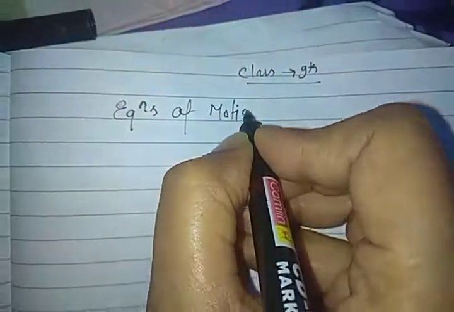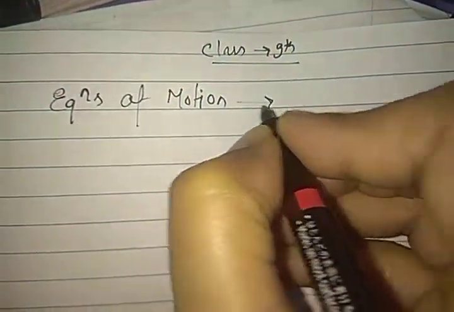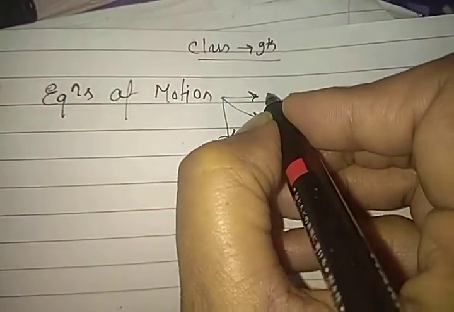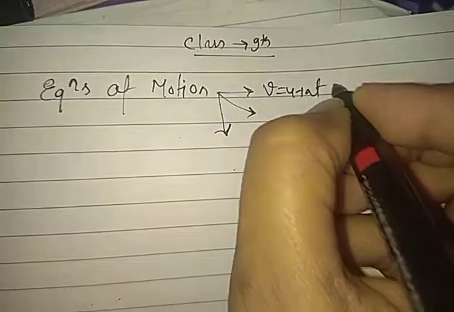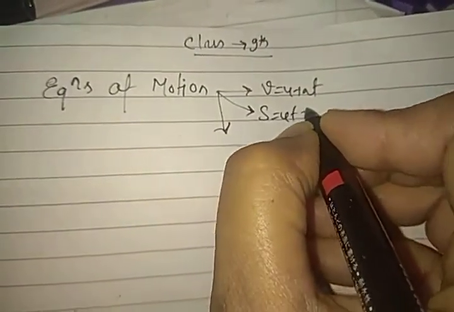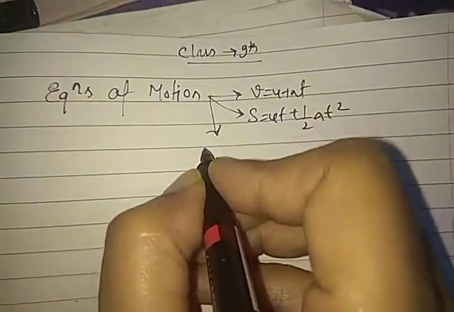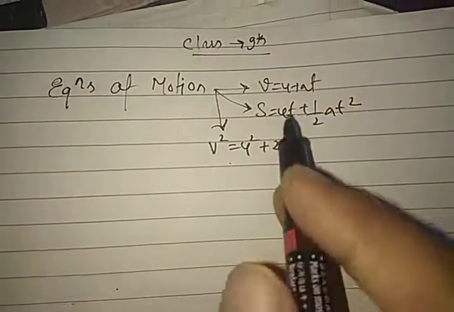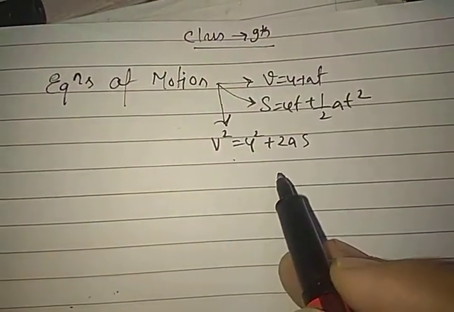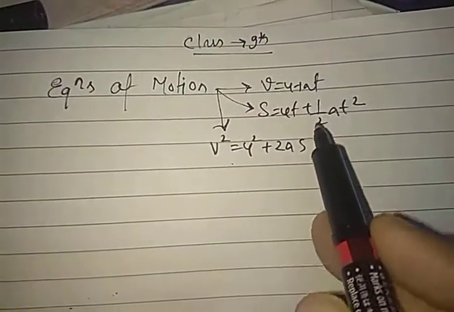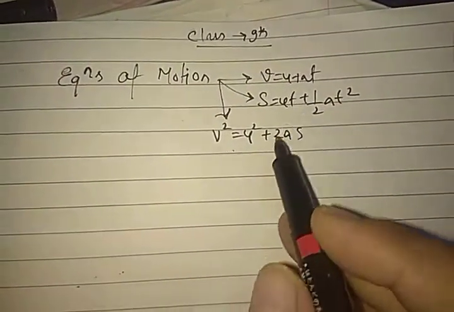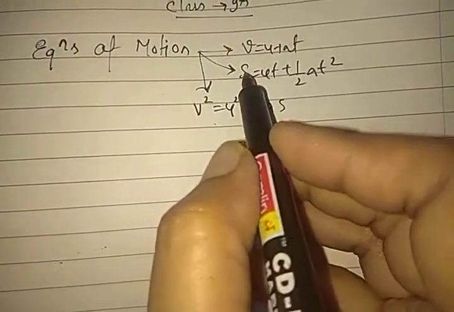Equations of motion. We have studied them graphically as well as algebraically. The first equation of motion is v = u + at, then s = ut + half at square, and then v square = u square + 2as. I think you are now familiar with these equations, since we have been studying them for the last 3 classes. We derived them algebraically, and in the last class we derived them graphically. In this class also we will try to derive them graphically.